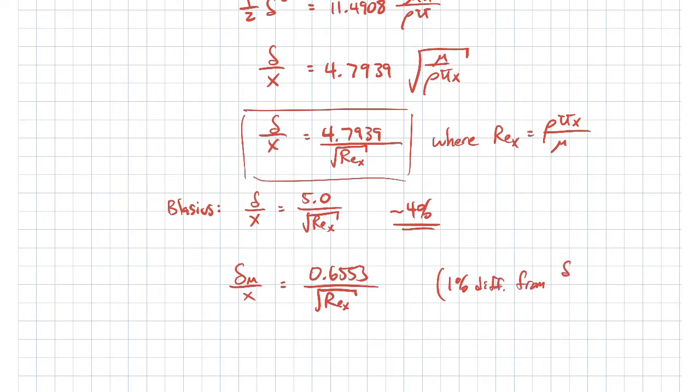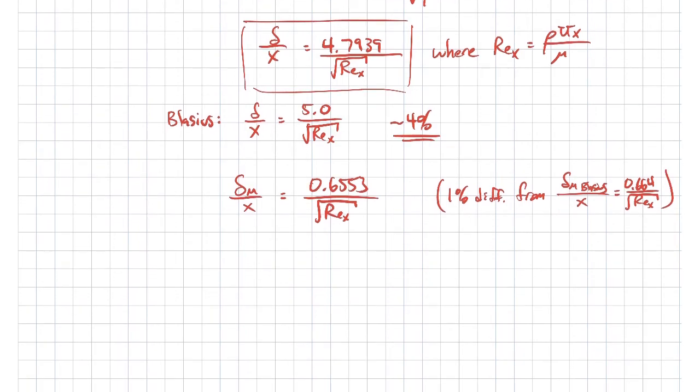The Blasius solution, let me just write this down, for the momentum thickness made dimensionless by x is 0.664 over the square root of the Reynolds number. So we're very close to that expression.